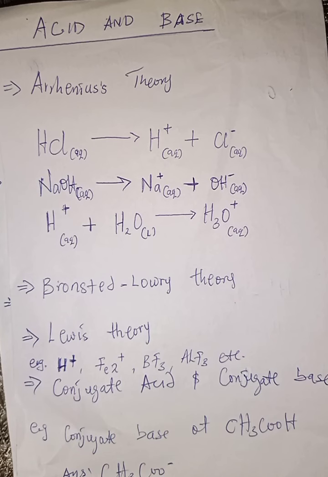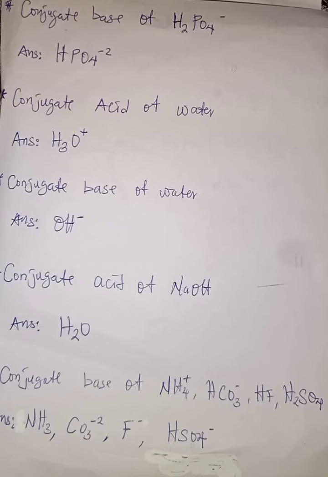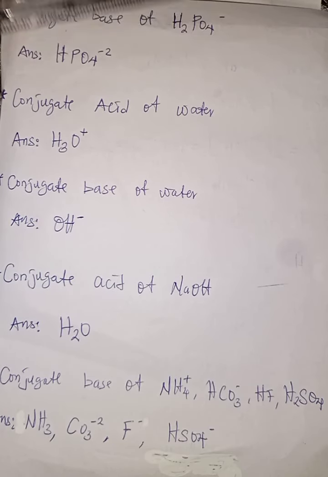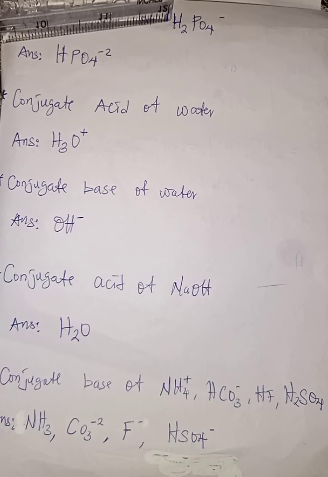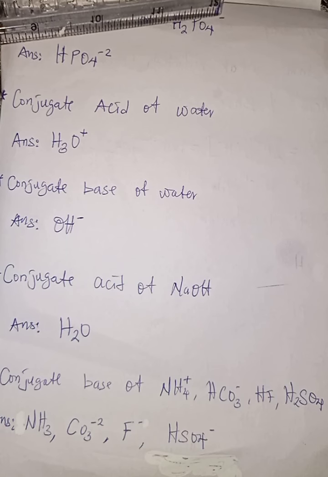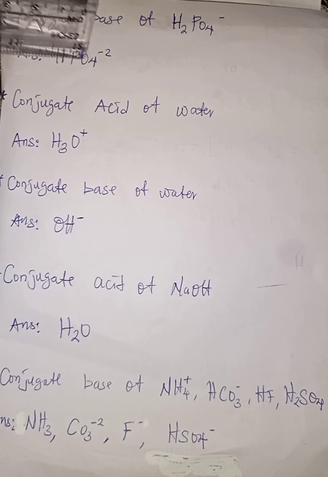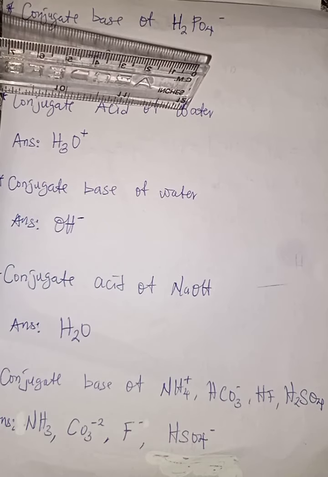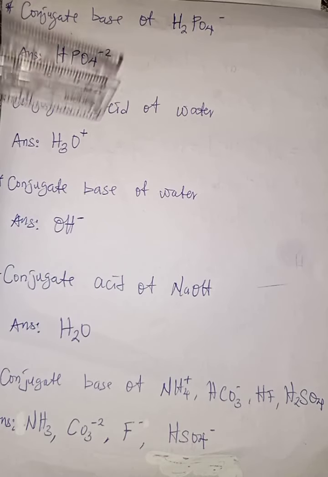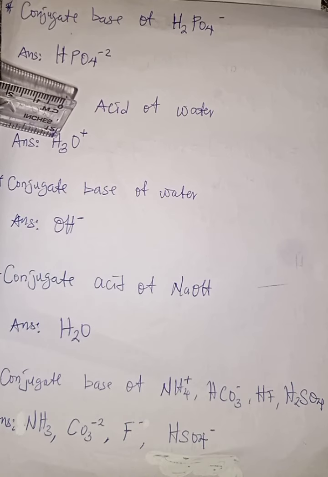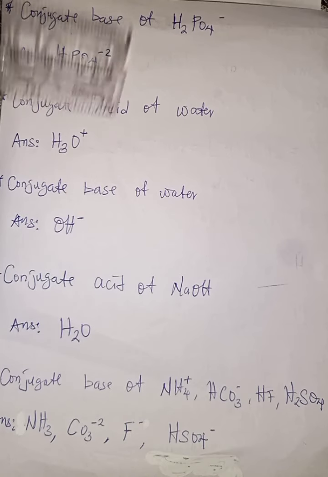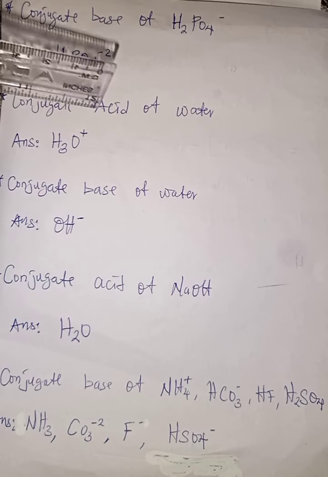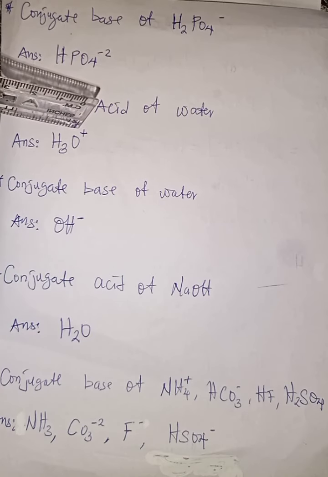Let's look at more examples on conjugate acid and base. Now the conjugate base of H2PO4 minus. Take note of the sign. If you remove one more hydrogen from this minus, it will now be minus 2. So you're going to have HPO4 minus 2. Take note of the sign, very important. Conjugate acid of water. When you add hydrogen ion to water, H2O, you're going to have H3O plus, which is the hydronium ion.